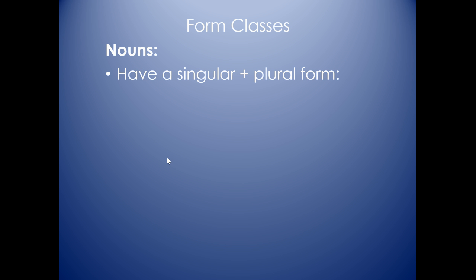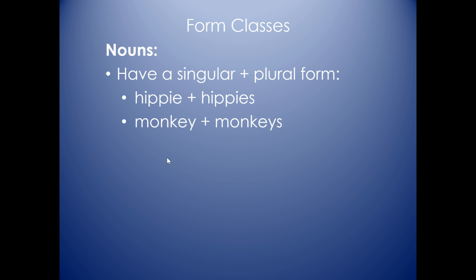Secondly, we have nouns. And so instead of giving you a definition of a noun, let's simply take a look at how a noun changes its form to say, oh, I think that word is now a noun. So a noun has both a singular and a plural form. We can say hippie and hippies, monkey and monkeys, woman and women, pizza and pizzas. We notice that not every noun is going to literally take an S in order for it to be plural.